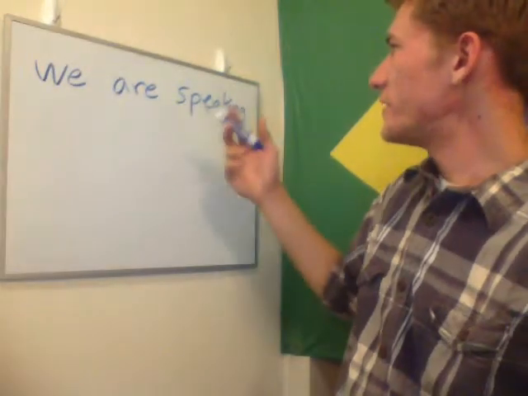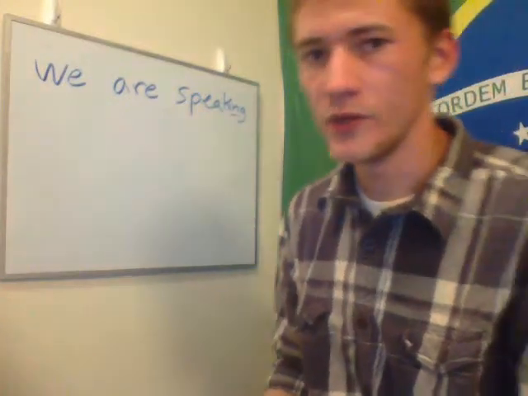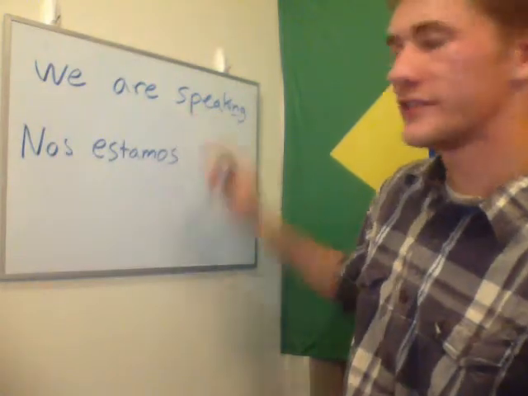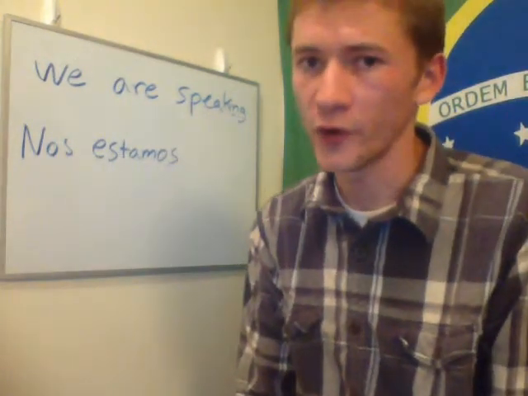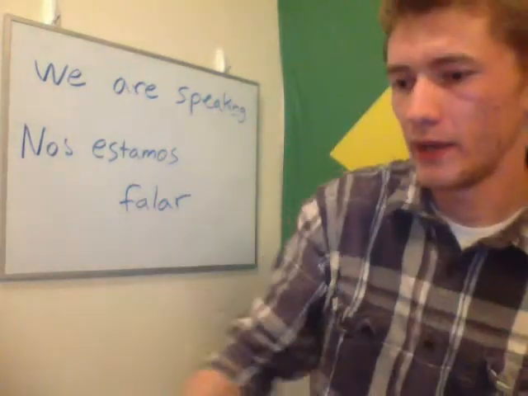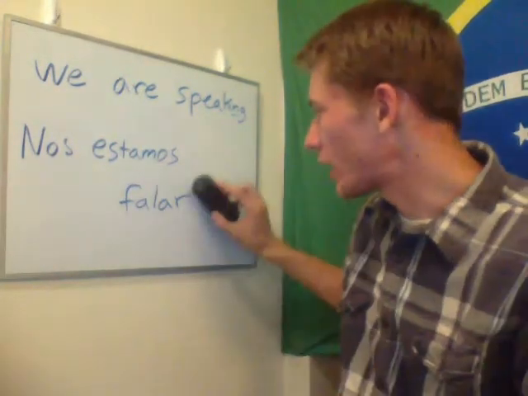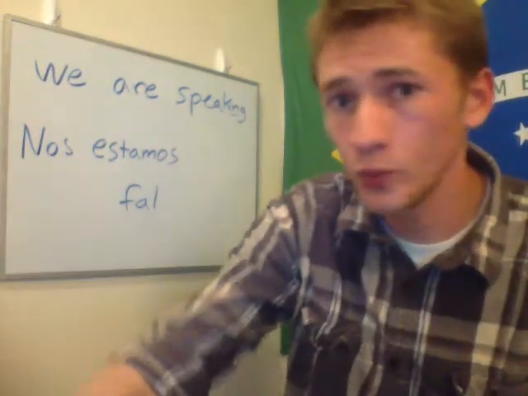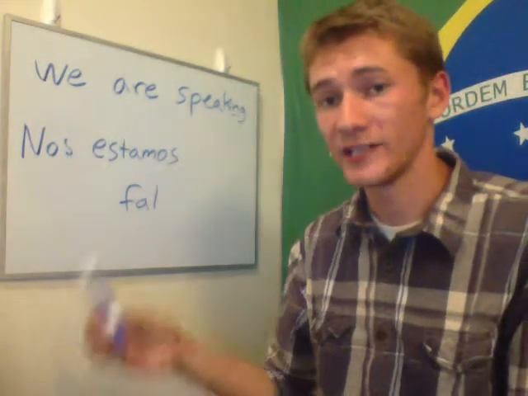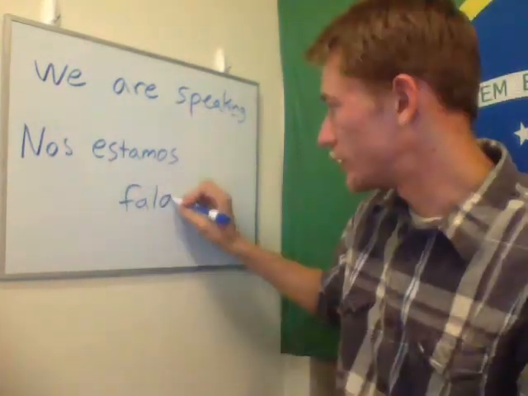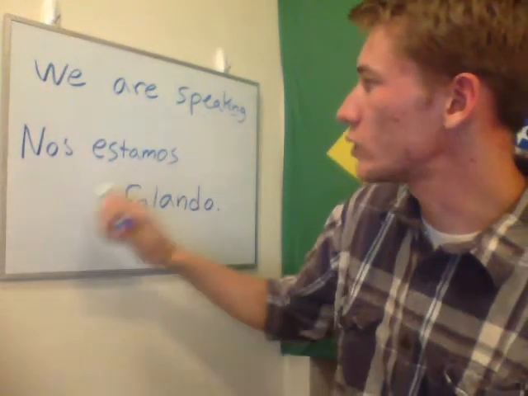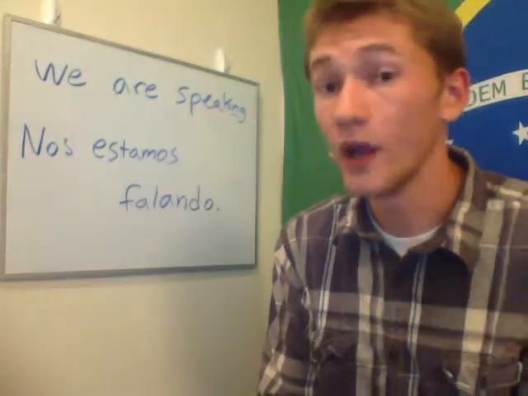Let's see. So in these forms, when we have an ing at the end, we use estar, and we are is nós estamos. So now we have this speaking, and the original verb is to speak. So we just put that down, which is falar. Now you take out the AR like you would when you're conjugating, and you add either endo or ando, depending on whether it's an AR, ER, or an IR. And because falar is an AR, you put in ando. So that makes this falando, it makes the entire sentence nós estamos falando. We are speaking.